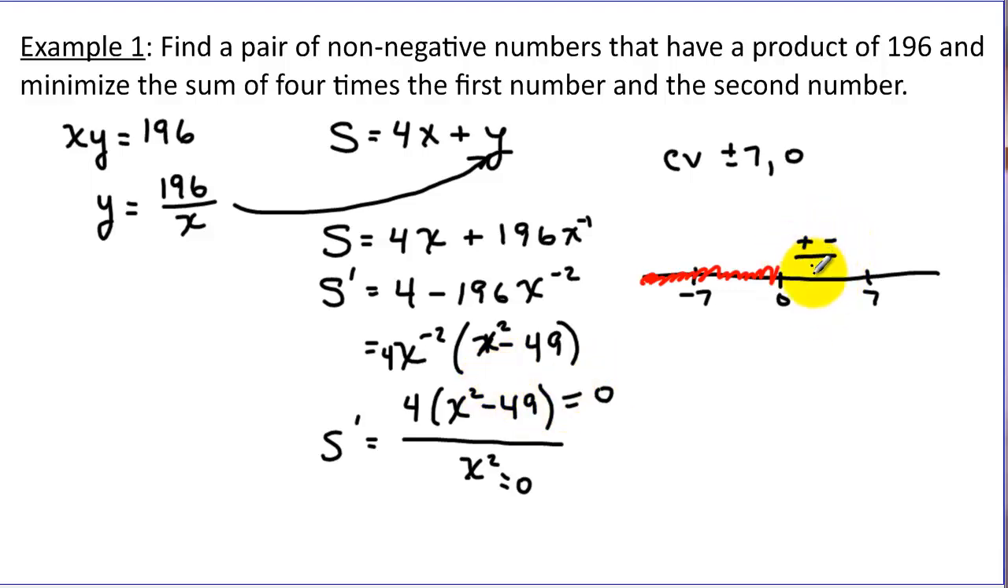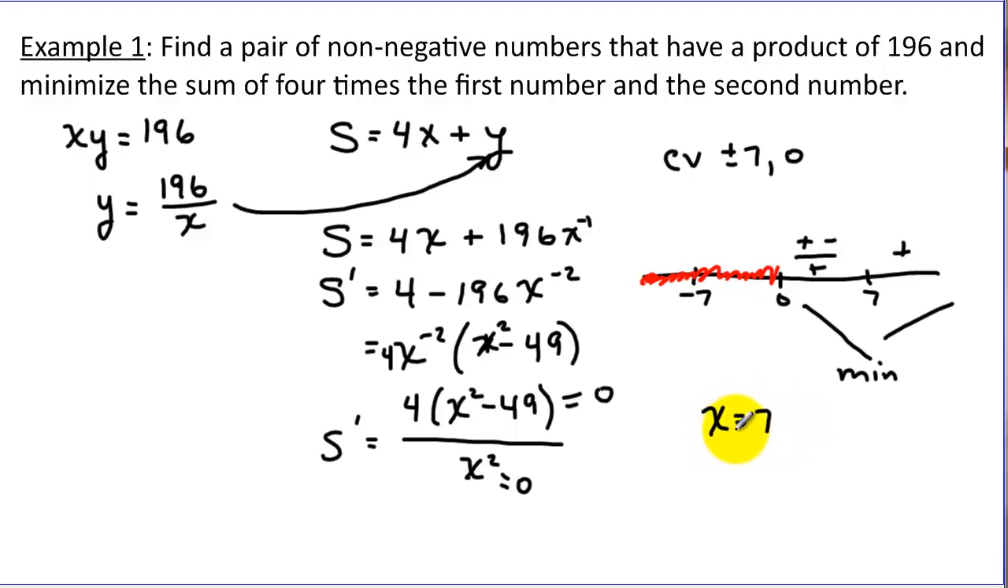And our denominator is positive, so we are decreasing. And if we plug in, say, 10, I've got 100 minus 49 positive over positive, so we're positive, so we're increasing. So 7 gives us a relative min, and for our problem, we're looking for a min. So in our problem, x equals 7.